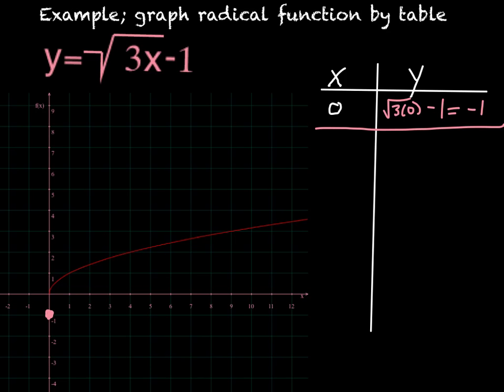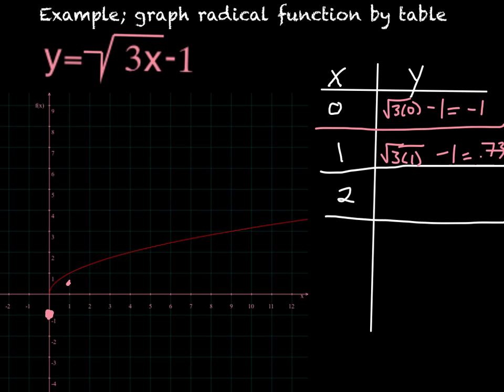Now my next point, if I choose 1, then I'm going to have the square root of 3 times 1 minus 1 is going to equal 0.73, or roughly that. So that's going to be about right here. If I use 2, then I'm going to have the square root of 3 times 2, which is 6, minus 1, which will give me 1.45. So 1.45 would be about right here.